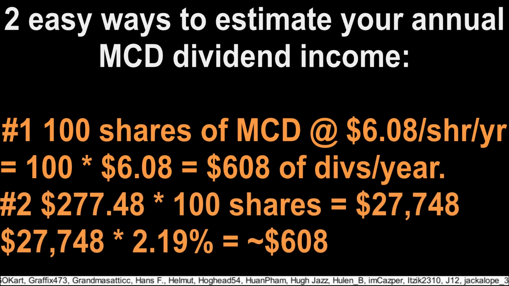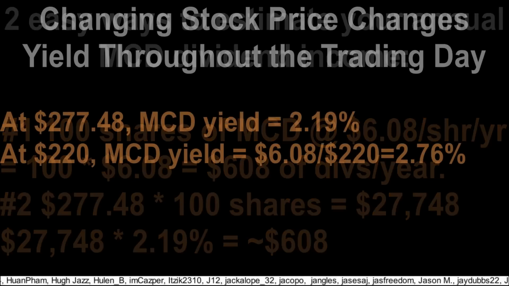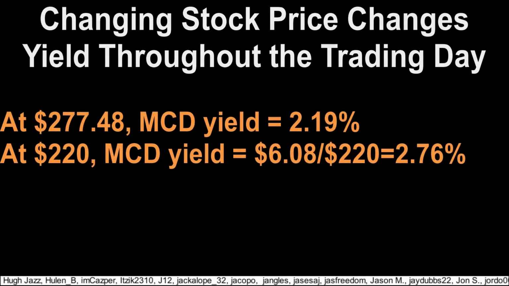And remember, since stock price changes throughout the trading day, that means yield changes throughout the trading day, but the amount a company pays out in dividends isn't changing, which will tie into the next question I'll answer. Like let's say that McDonald's fell to $220 today. Well, then its yield would be $6.08 per share per year divided by 220, which equals 2.76%.